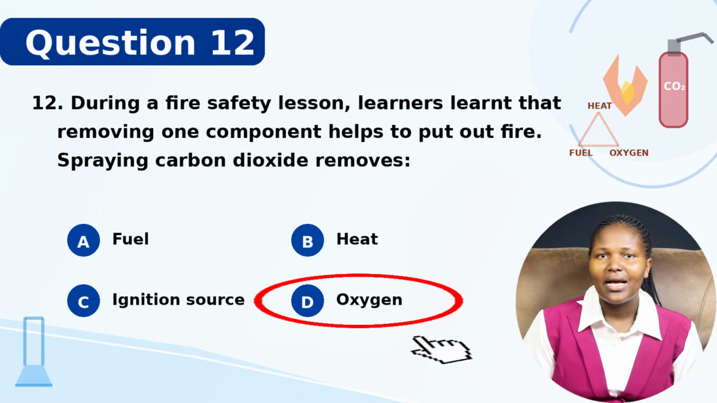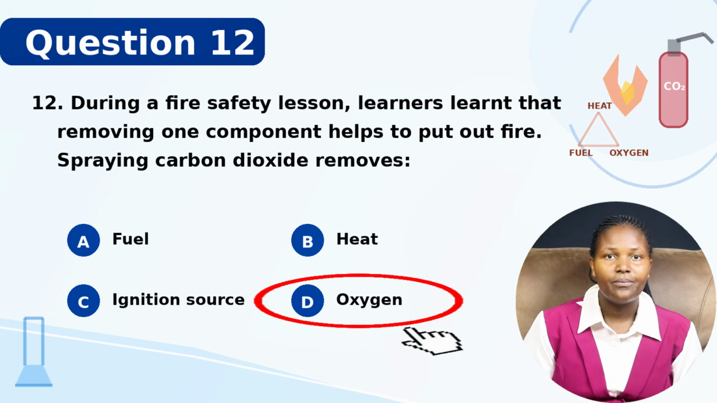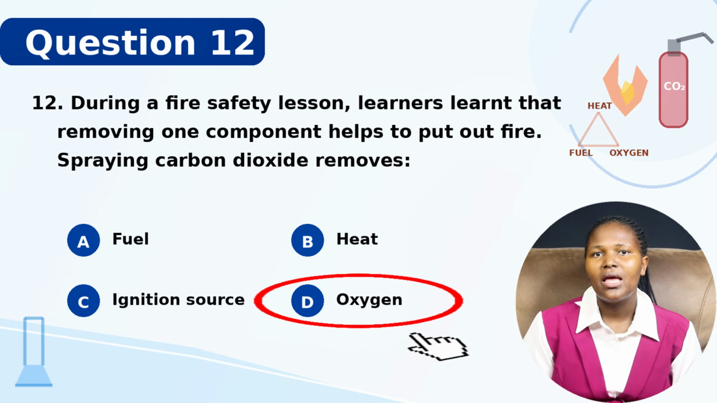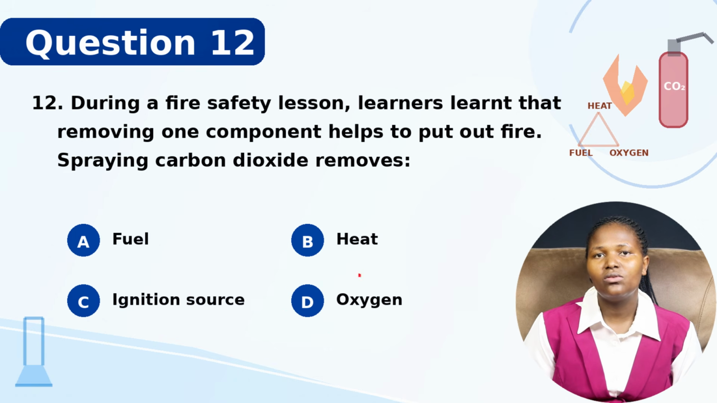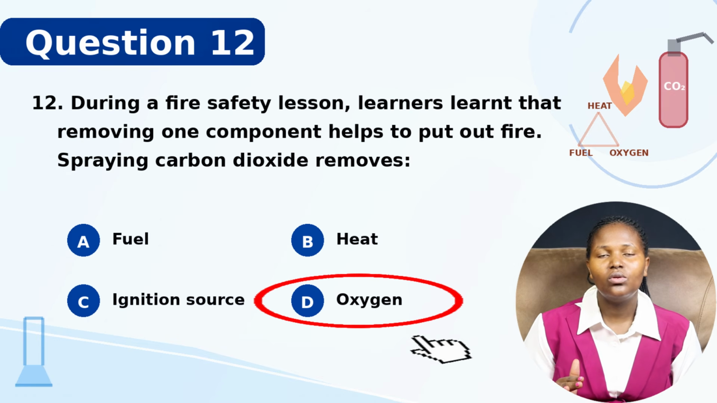Why? Because carbon dioxide surrounds the fire and reduces its oxygen supply. That is why for question number 12, the correct option is D, that we are trying to reduce oxygen. Now, the others do not directly remove the fuel or ignition source, and its main action is not cooling, you see. So, for you to remember this, always remember that a fire triangle involves fuel, heat, and oxygen. So when you introduce carbon dioxide and you reduce the flow of oxygen, because fire needs oxygen to burn, that means that the fire is going to go down because the supply of oxygen has been reduced.